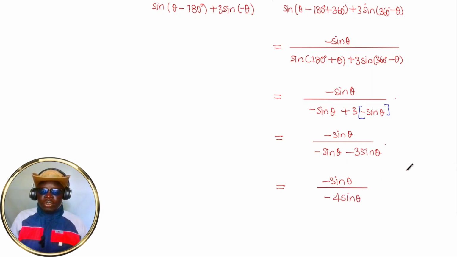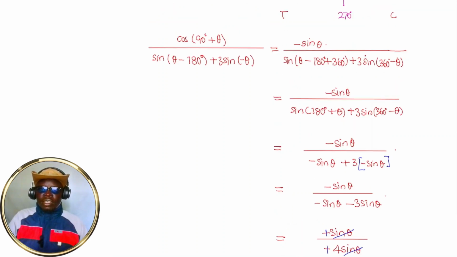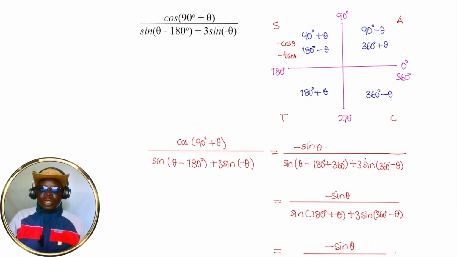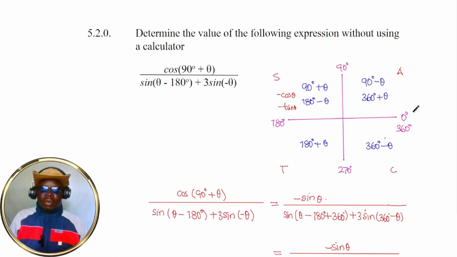So sine theta is common both in the numerator and denominator, so we'll cancel this sine by that, and the negative will go to positive. Therefore, our final result is simply 1 over 4, and that is the solution for question number 2. Let's take a look and see how many marks it carries for this question. I think the marks are not indicated, but I saw from the original paper it's around 5 marks. So this is how we solve this question here.